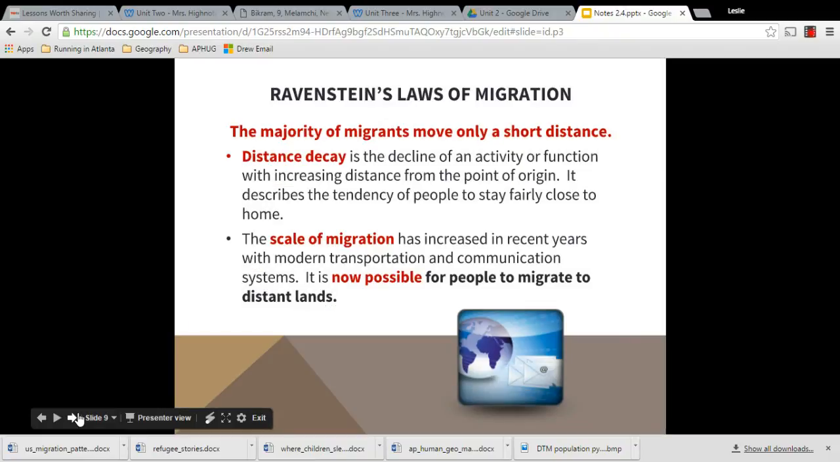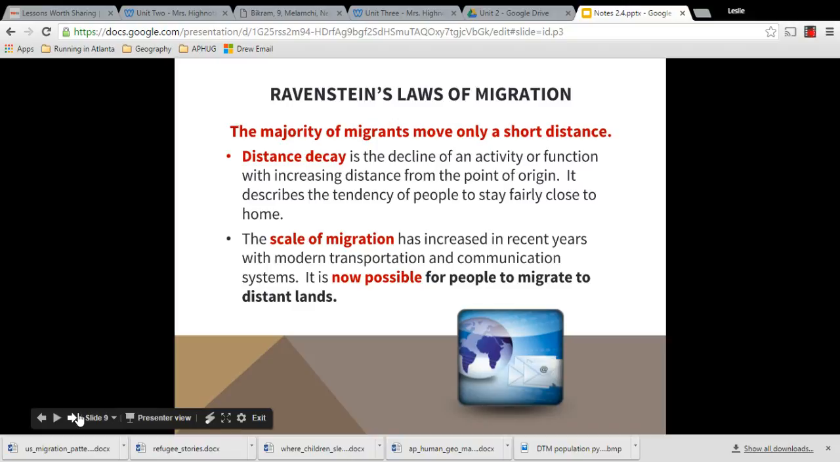So the first of his laws is that the majority of migrants move only a short distance. So this brings up a vocabulary term from the first unit, distance decay. Distance decay is the decline of an activity or function with increasing distance from the point of origin. It describes the tendency of people to stay fairly close to home.